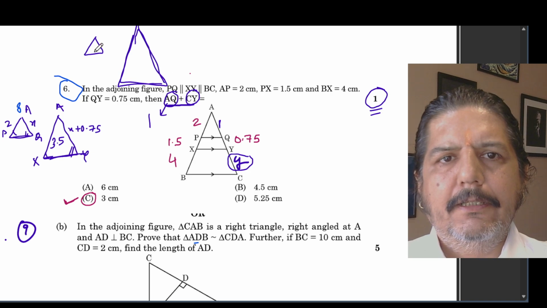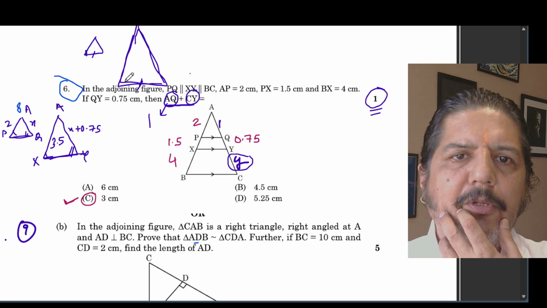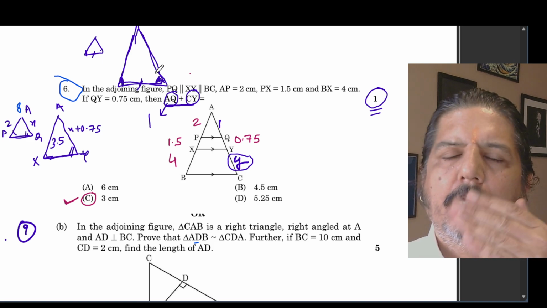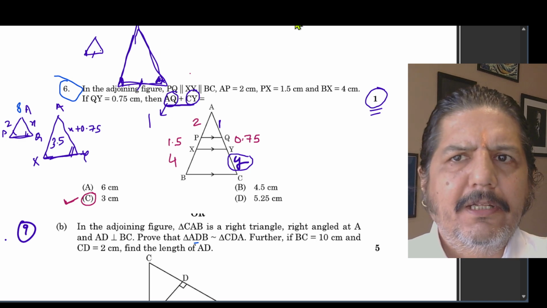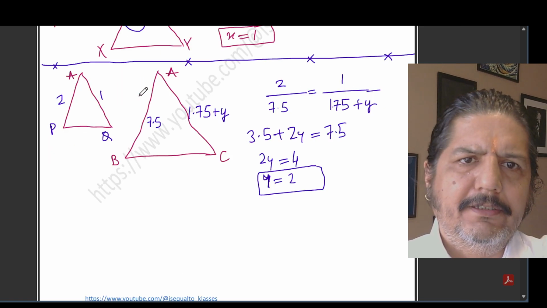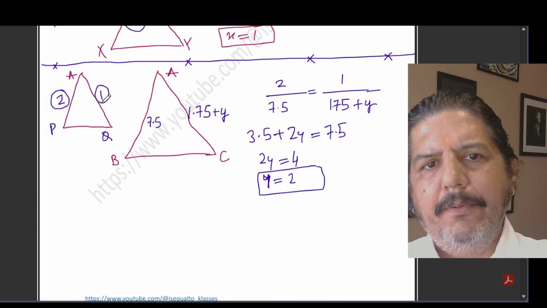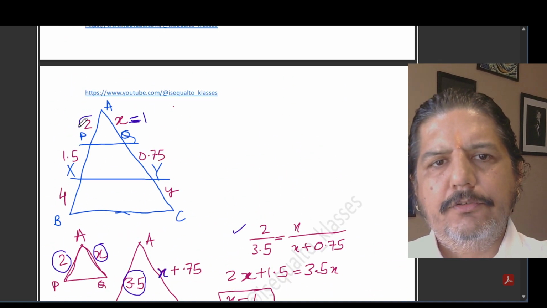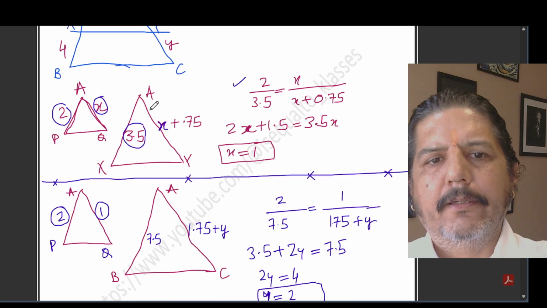Again, I know that this line is parallel to this line. Therefore, this angle would be equal to this angle, and this angle would be equal to this angle. These are the properties of parallel lines. So the two triangles are similar, and I can take the ratio of the corresponding sides. See, AP is equal to 2 and AQ is equal to 1, because this is what I have just calculated.